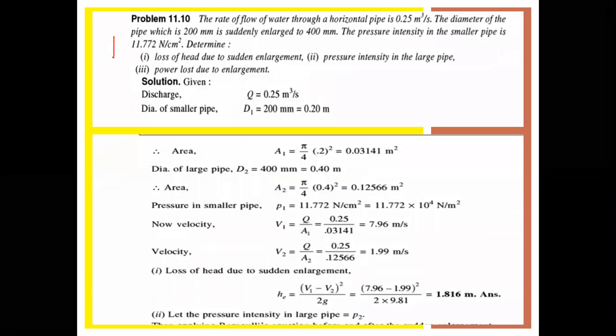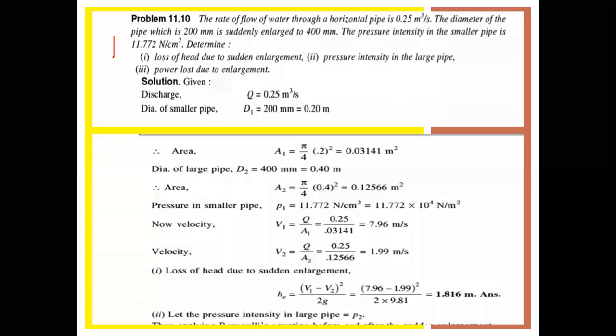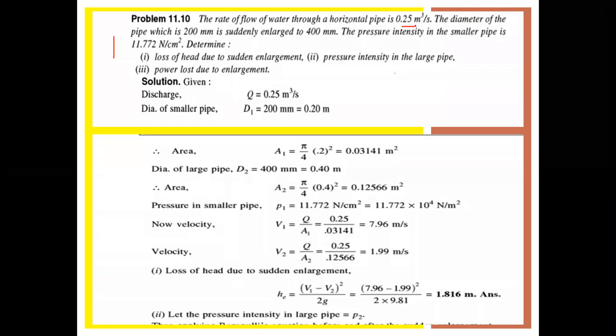Next problem we'll discuss. The rate of flow of water through a horizontal pipe is 0.25 meter cube per second. Q value is given. The diameter of the pipe is 200, suddenly enlarged to 400. The pressure intensity in the smaller pipe is 11.772. Determine the head loss HE, that is the first one. Second is the pressure intensity in the pipe. Third is the power loss.